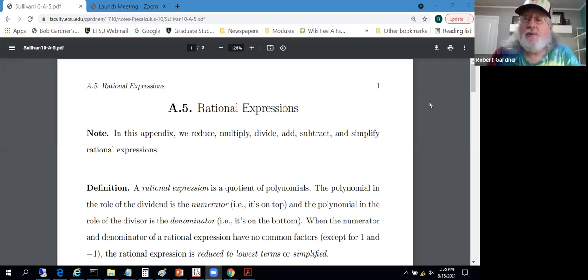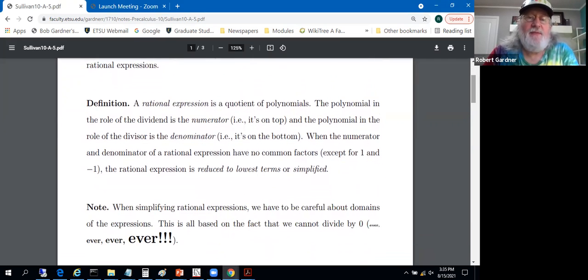All right, moving on from polynomials to rational expressions. In this appendix, we reduce, multiply, divide, add, and subtract, and simplify rational expressions. So rational expressions are really just quotients of polynomials. In fact, that's the formal definition of a rational expression.